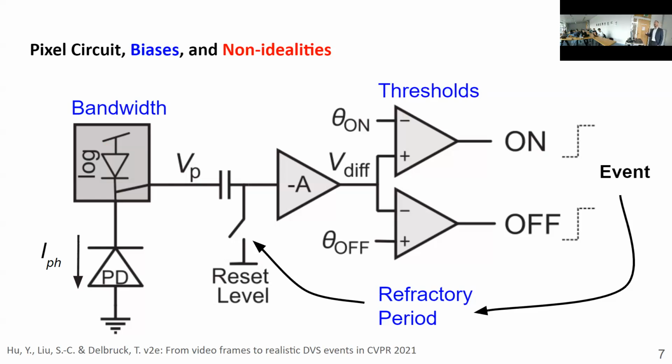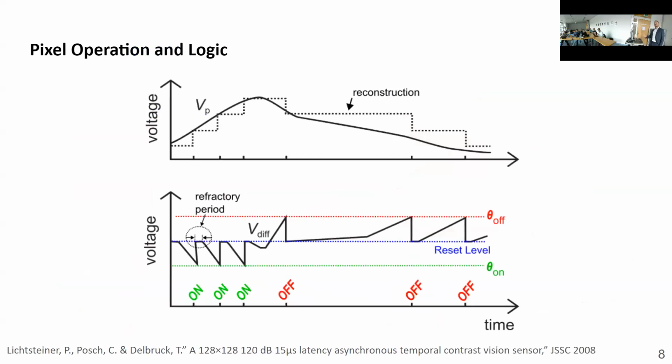There are also a couple of non-ideal behaviors that I need to be aware of when looking at the pixel. Obviously, there's noise, which leads to unwanted events, so events that are reported even when the signal doesn't change, only because of noise on the input. And then there's also mismatch. Mismatch occurs between different pixels, and it also occurs between the on and off thresholds in a single pixel. So let's look at how a single pixel is going to respond to a changing signal.